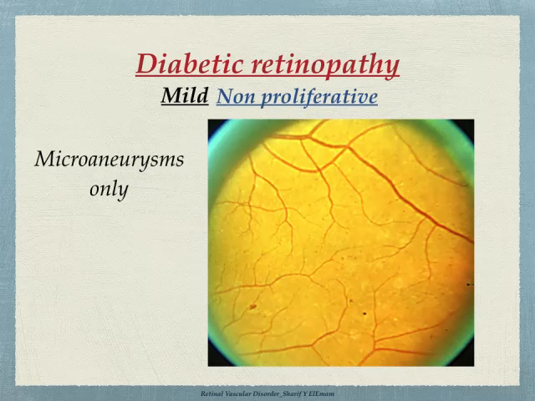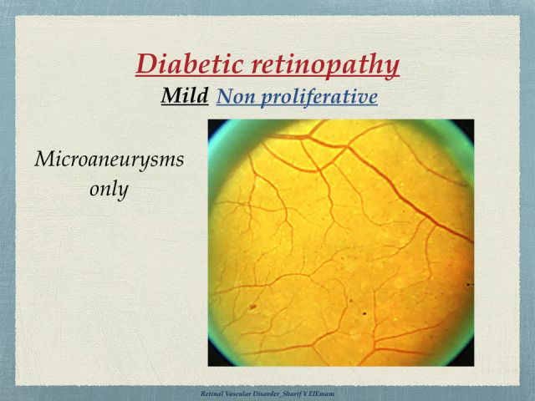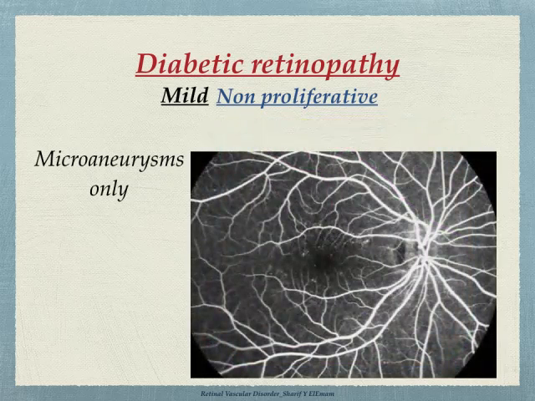The mild non-proliferative diabetic retinopathy is characterized by the presence of only microaneurysms, which are the small reddish dots you can see on the fundus examination. Fluorescein can easily show the presence of these microaneurysms as the whitish dots that can be seen in the fundus.